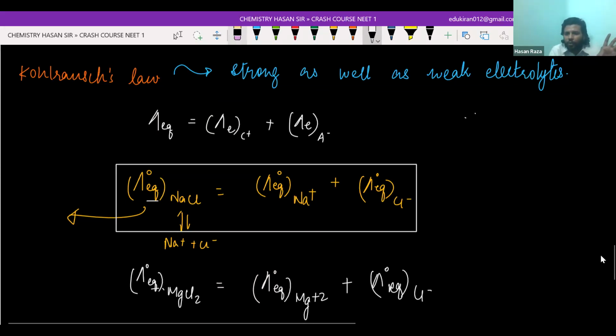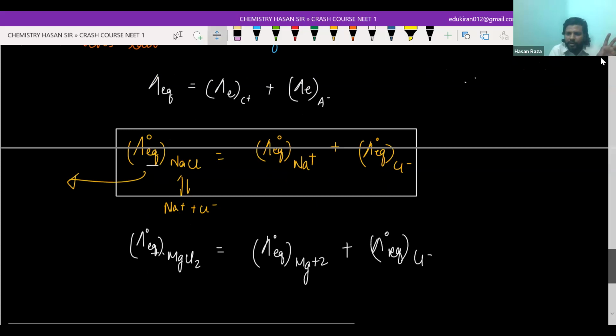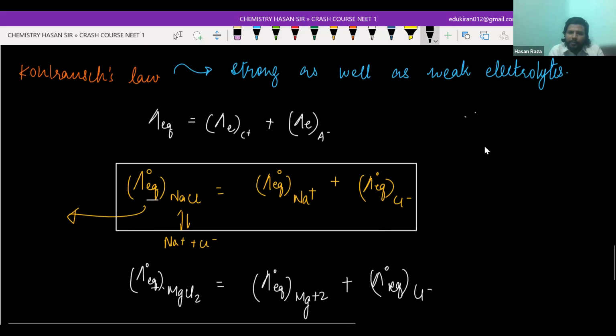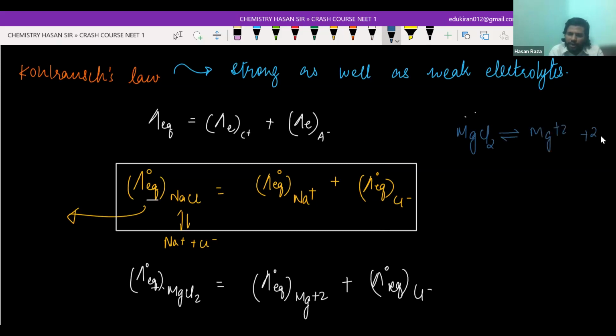Just write it first. You don't need to balance it. The dissociation equation for MgCl2 will be Mg plus 2 plus 2 Cl minus. There are 2 moles of Cl minus, but in the case of equivalent conductivity, you are not going to multiply it by 2. But in the case of molar conductivity, you have to multiply it by 2, because in the mole concept we need to balance the equation. In the equivalent concept, we don't need to balance the equation. Please write it up to this and then let me know.